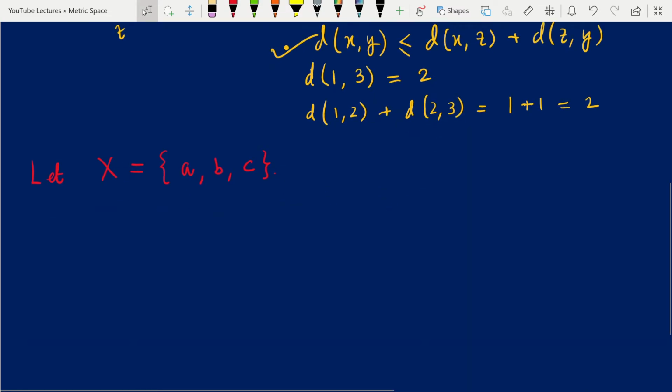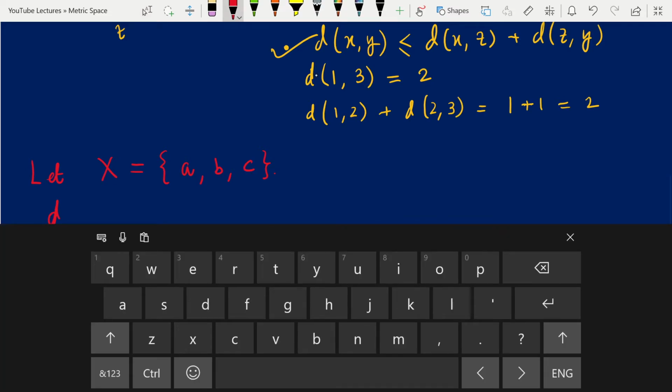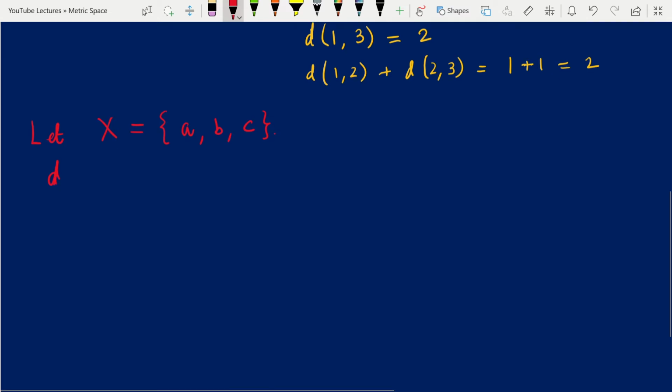That means, suppose d represents the distance function. Then what I want is the distance between a and a, the distance between b and b, and the distance between c and c.